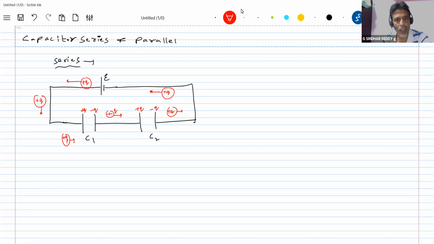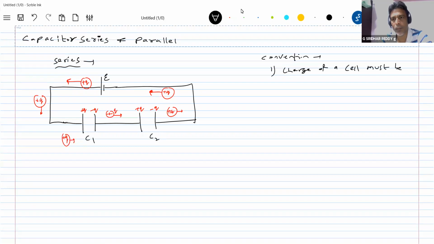So like this, the flow of charge will happen. Whenever you are distributing charge, what are the rules you have to follow? Some certain rules, or better you say convention. Charge of a cell must be conserved.